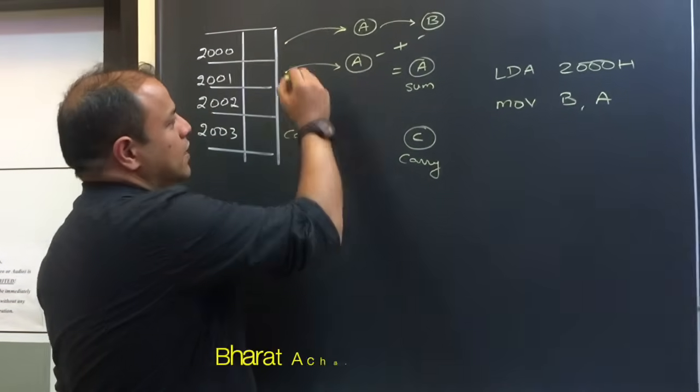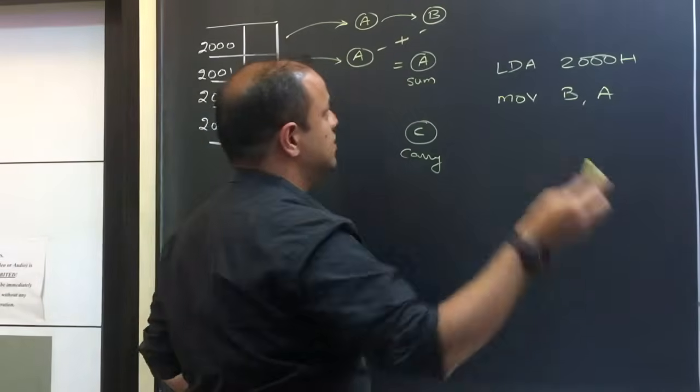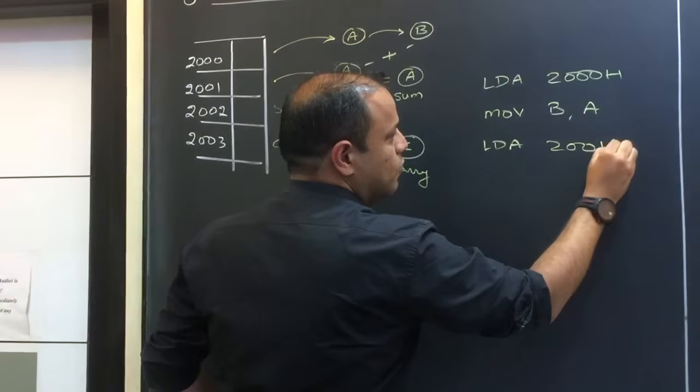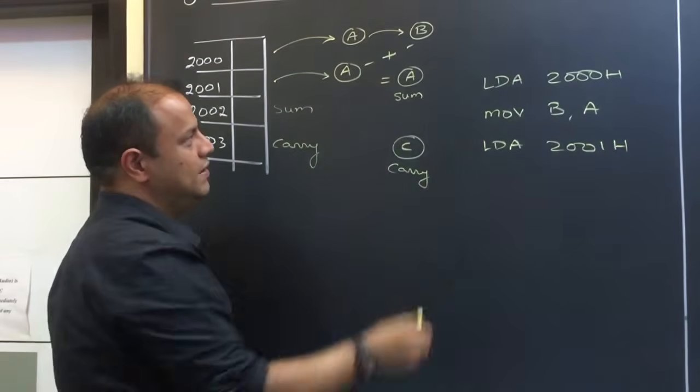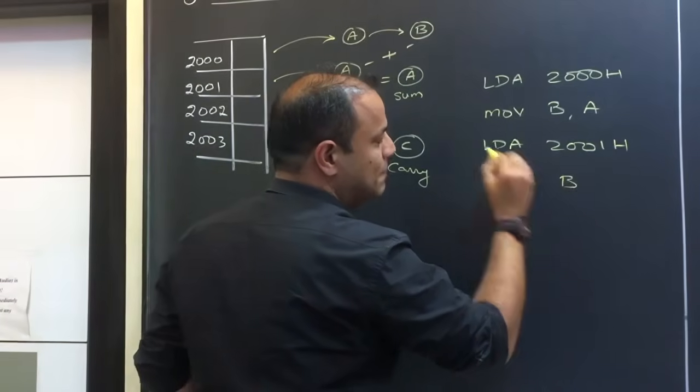Okay, so you took the first number in, transfer into B. Take the second number in A. Come on, give me the instruction. Second number in A. Good. LDA 2001. Now you've taken your two numbers in A and B. Now add A and B. Come on. Add B. Exactly.